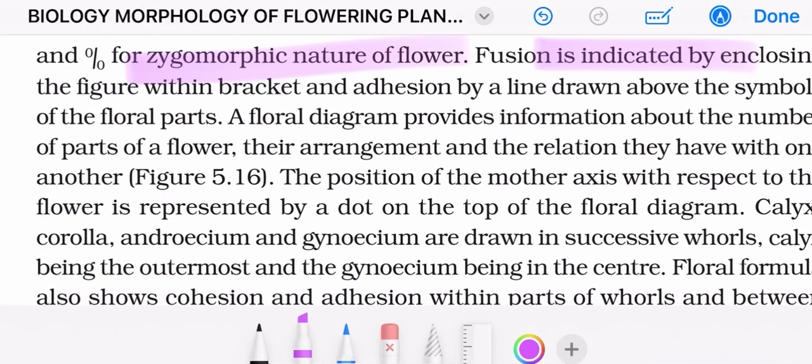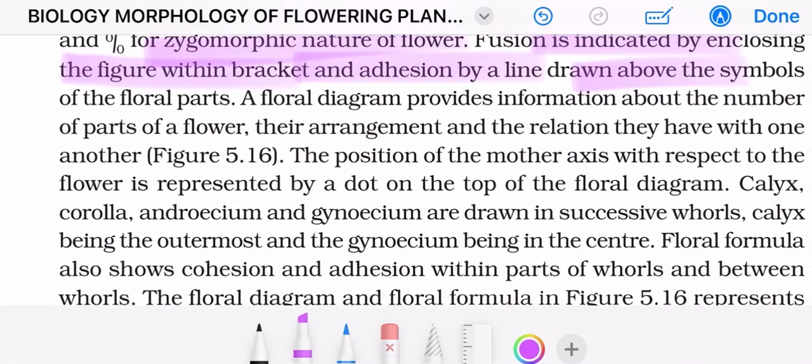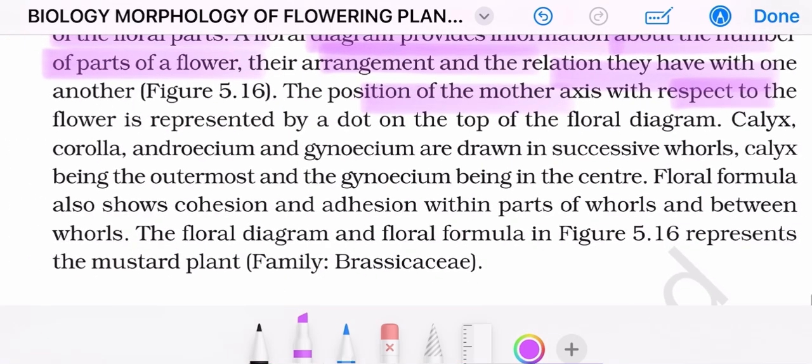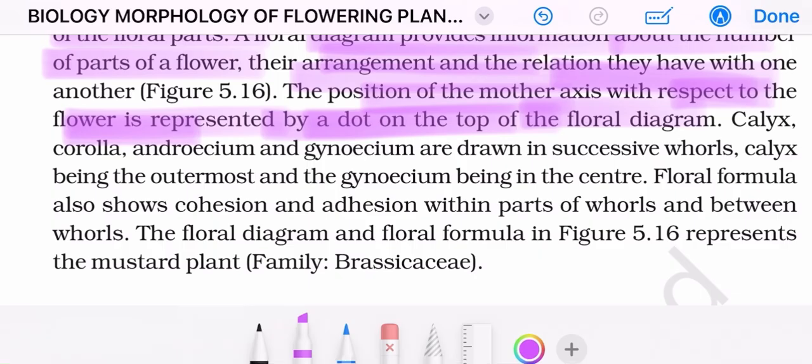Fusion is indicated by enclosing the figure within brackets and adhesion by a line drawn above the symbols of the floral parts. A floral diagram provides information about the number of parts of the flower, their arrangement, and the relation they have with one another. The position of the mother axis with respect to the flower is represented by a dot on the top of the floral diagram. Calyx, corolla, androecium, and gynoecium are drawn in successive whorls, calyx being outermost, gynoecium being at the center.